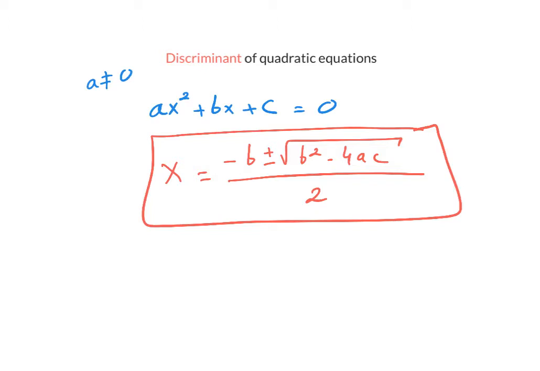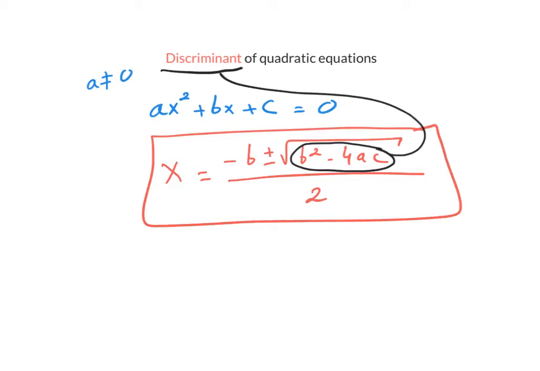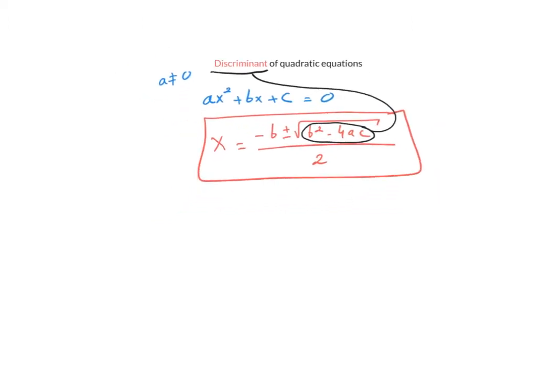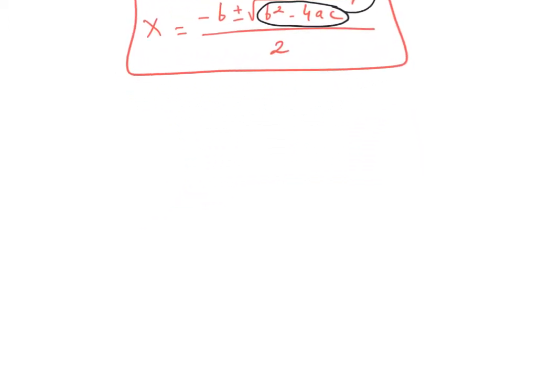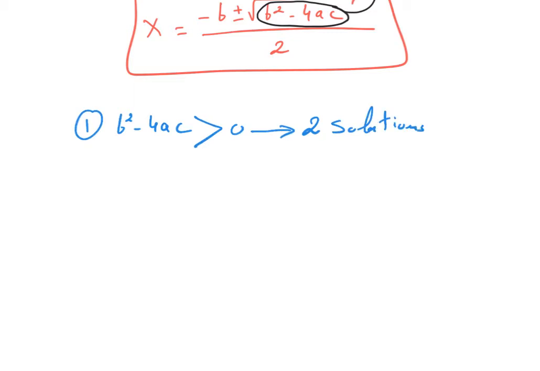So inside the square root, b squared minus 4ac, this is called the discriminant, right? And b squared minus 4ac has three cases here. The first case is when b squared minus 4ac is greater than 0. Then we're going to have two unequal solutions, right? Two solutions.